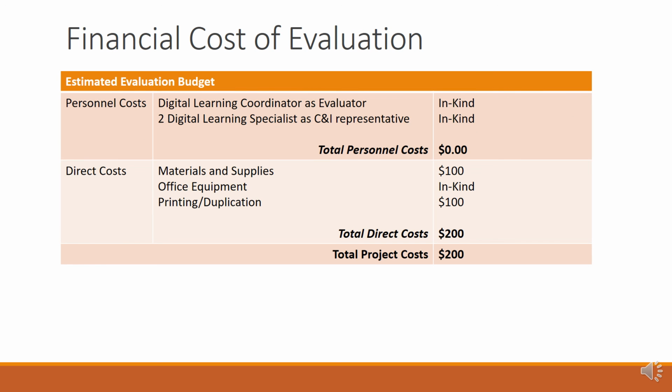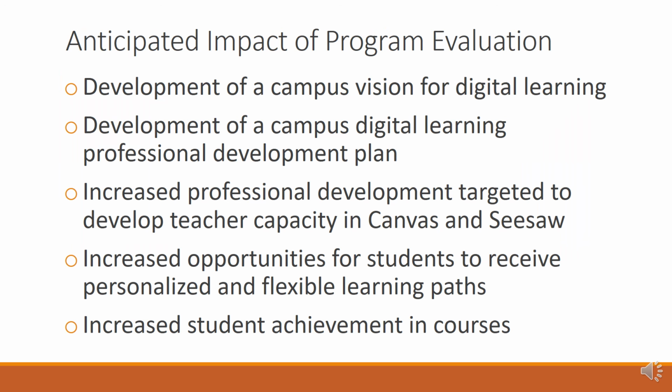The financial cost of this is pretty minimal. The evaluator is going to be the digital learning coordinator already employed by the district, and the C&I representatives are the digital learning specialists who are also employed by the district and are the ones who prepared previous professional development. Some minimal costs for materials and supplies and printing, so the projected cost is $200.